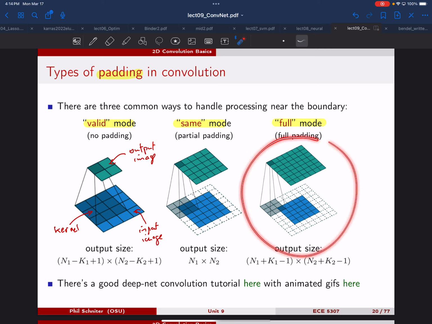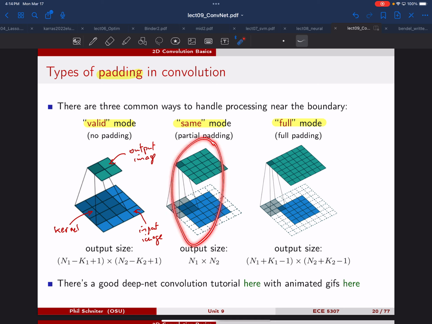At this extreme, the output image is actually bigger, with more pixels than the input image. And in this same mode, which is the most popular one, you use just enough zero padding so that the output and input images have the same dimensions. That's pretty convenient. For example, if you start with an image with nice round numbers like 256 by 256 and you use same padding, you continue getting those nice numbers through your processing stages. But these are all options available in the software.